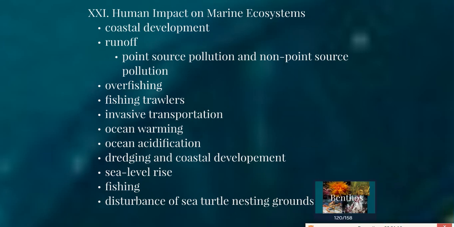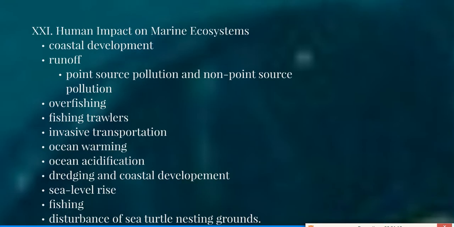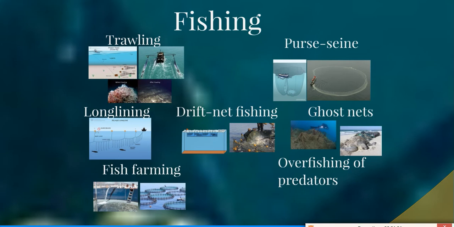Fishing. All right, so there are different types of fishing that we need to talk about. We have trawling, purse-seine, long lining, drift net fishing, ghost nets, fish farming, and then overfishing of predators. It's not really a type of fishing, but we need to not only know what all these things are, but the pros and cons of them. Now, all of these commercial fishing methods are beneficial for the fishermen because they're cost effective. We get a lot of fish with little effort. However, it tends to be very devastating to the ecosystem.